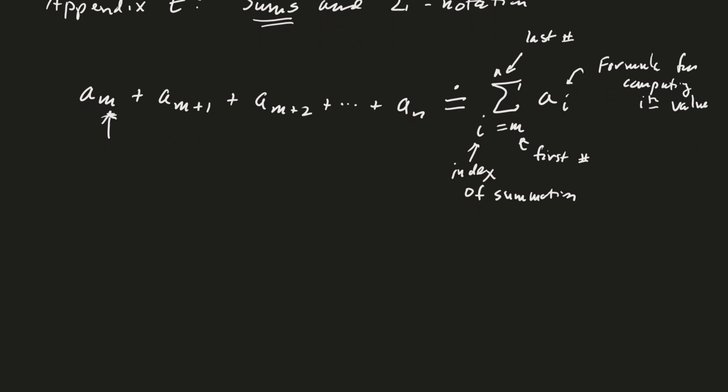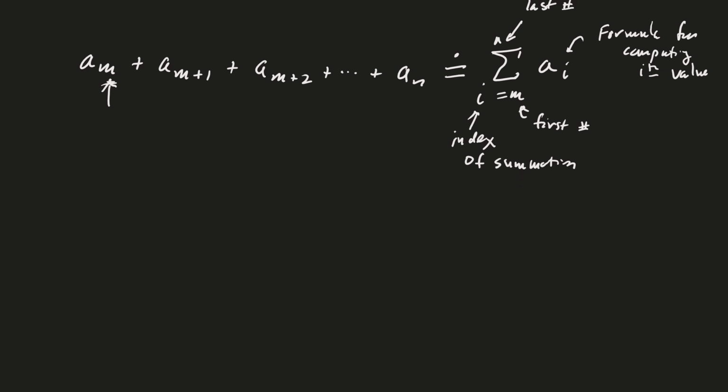Okay, so let's try a few. Suppose I've got the sum for I equals 1 to 4 of 2 times I. Can we expand that out? Well, notice that if I equals 1, I'll just make a note down here, then this term is going to be 2 times 1, which is 2. And then for I equals 2, by the way, you're always assuming that the index is increasing by 1 unit each time. So we start with 1, and then we go to 2.